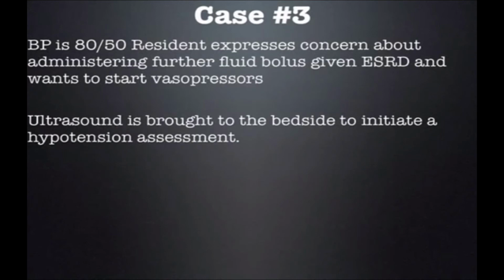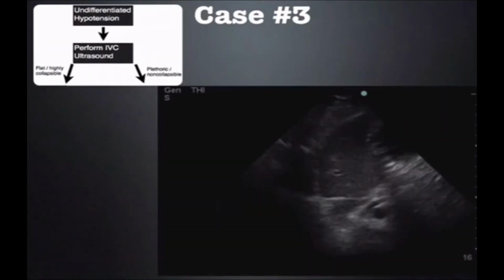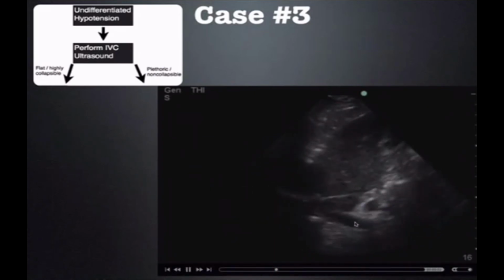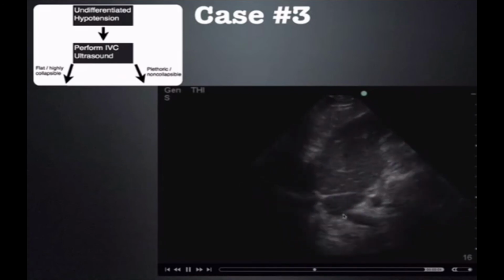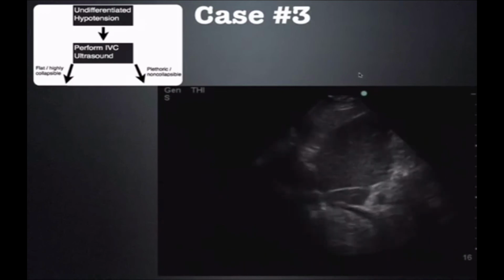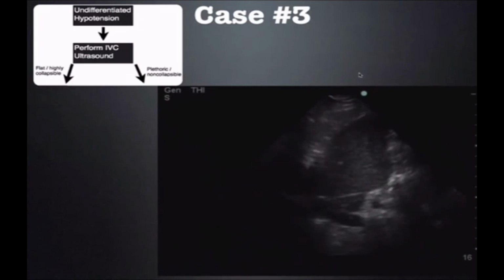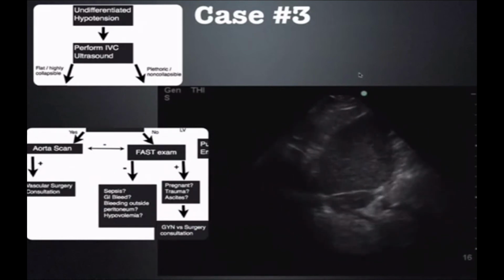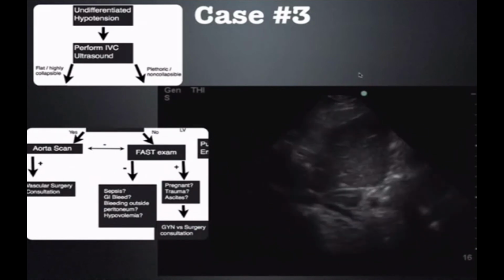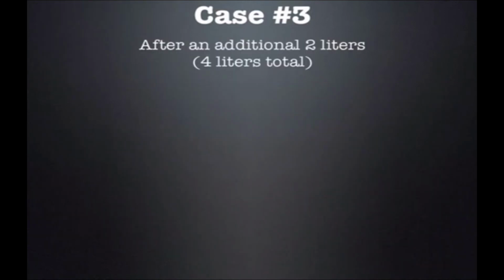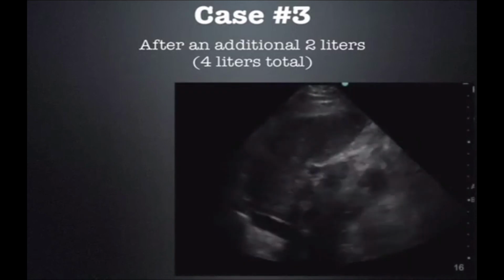Instead, we went ahead and brought ultrasound just to do a quick hypotension assessment, starting with our ultrasound of the IVC. This is what we saw. Here's our IVC here. You can see that it is thin and 100% collapsible with inhalation. This is interpreted overall as a low volume state. We did proceed with an aorta scan as well as a FAST exam, both of which were negative. We decided to continue intravenous hydration, so the patient got 4 liters total.